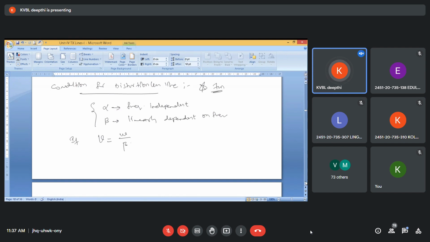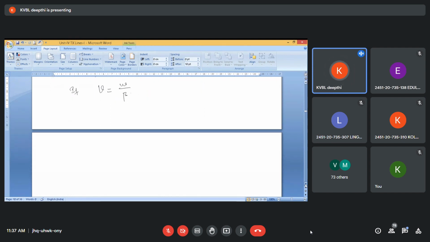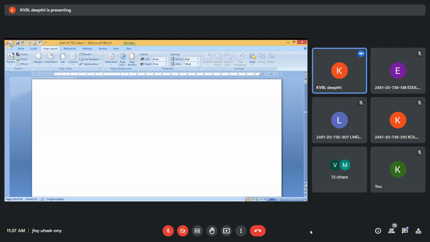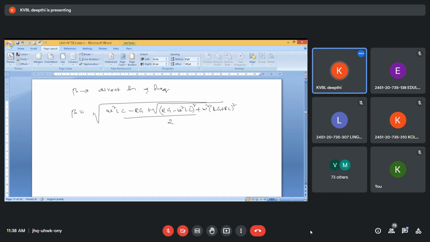Now let us introduce the terms into this and solve it. So what is the equation for beta? We have written it until now. So what is beta? A direct function of frequency. Linearly dependent means it should be a direct function of frequency. How do we write the equation? Beta is equal to root of omega square LC minus RG plus root of RG minus omega square LC whole square plus omega square into LG plus RC whole square, by 2. This is the equation.